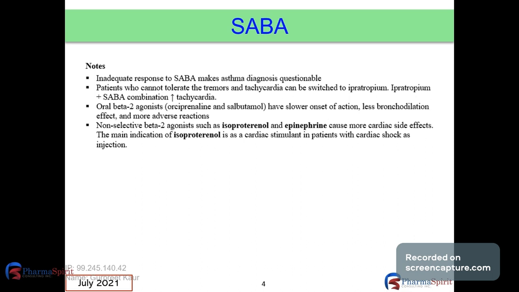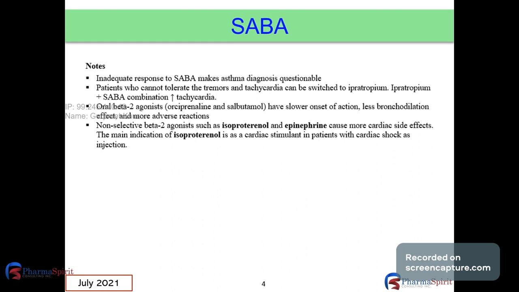Ipratropium plus SABA will increase the risk of tachycardia. So if the patient uses salbutamol and cannot tolerate the tremors and the palpitation, we can switch the patient to ipratropium. But combining ipratropium and SABA will increase tachycardia because they work on two different nervous systems, sympathetic and parasympathetic. So if we use both, the patient will have even more tachycardia.